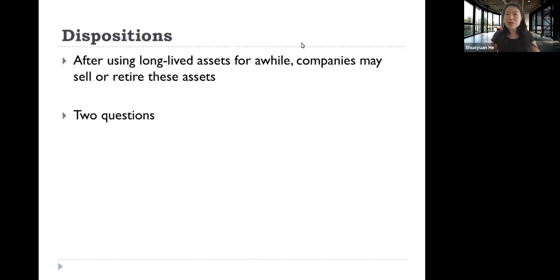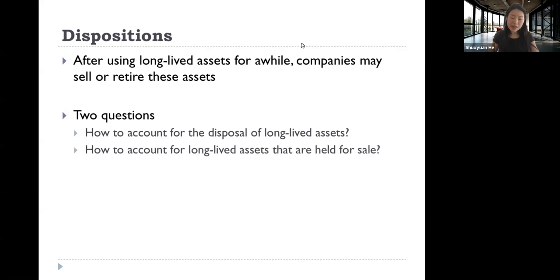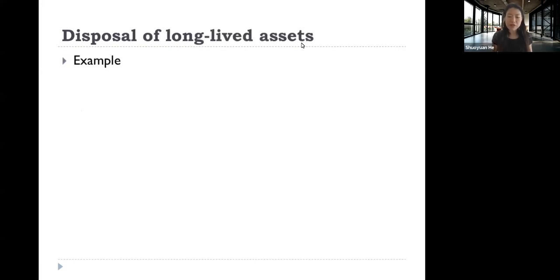And there are two questions here. So the first question is how to account for the disposition of long-lived assets. And then sometimes firms may not have disposed the asset yet, but they do have an intention to dispose the asset. And that is called the asset held for sale. So the second question is how to account for long-lived assets that are held for sale. The disposition of long-lived assets.